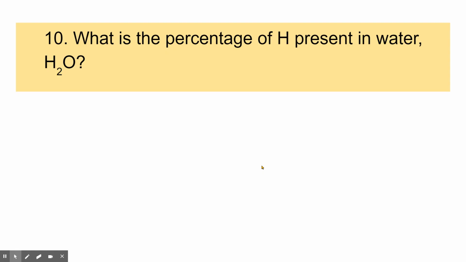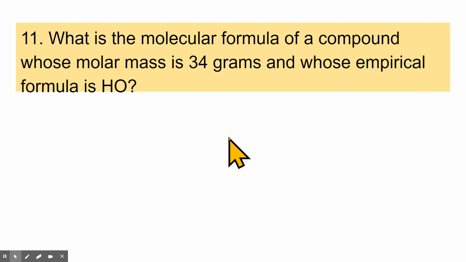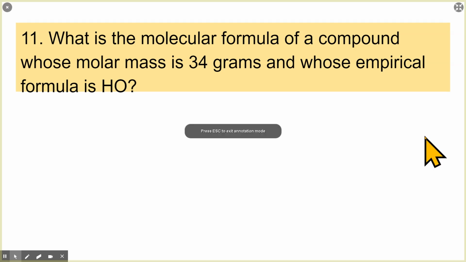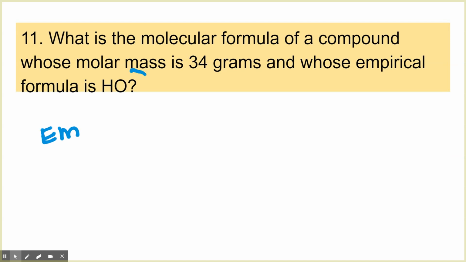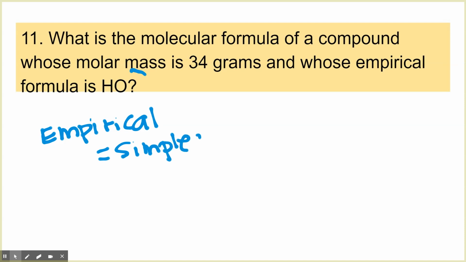Cool. All right. Let's look at number 11. What is the molecular formula of a compound whose molar mass is 34 grams and whose empirical formula is HO? All right. First of all, guys, let's look back. What the heck is empirical formula? Guys, the empirical formula is the simplest formula. Okay. This means that for all the subscripts, you cannot find a number to divide all the subscripts with and get a lower answer.